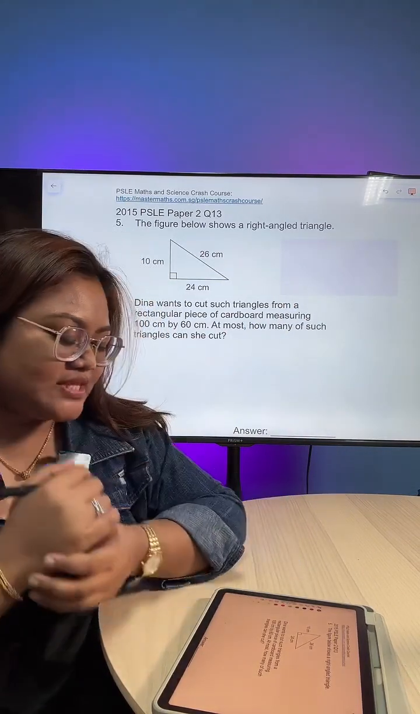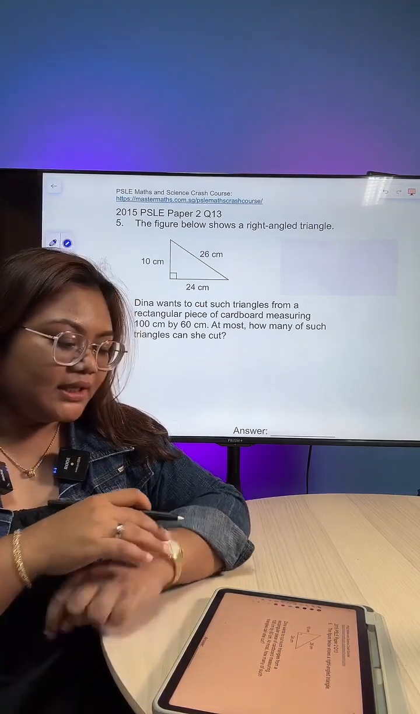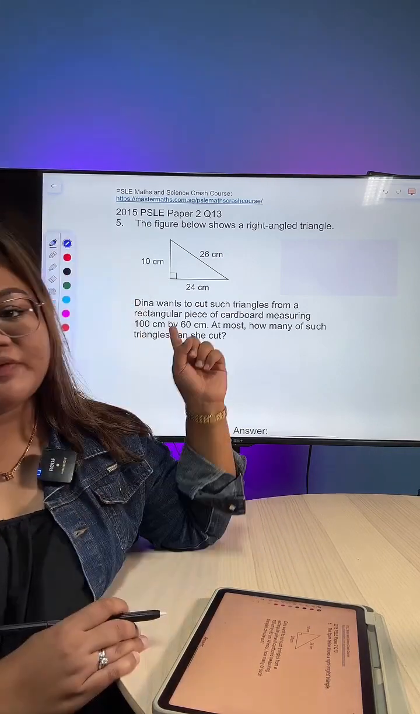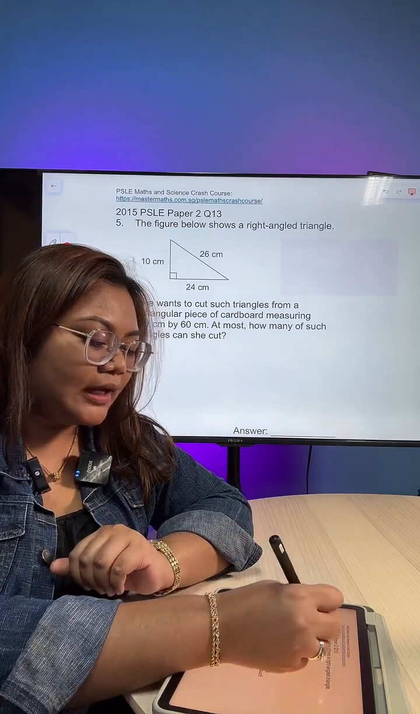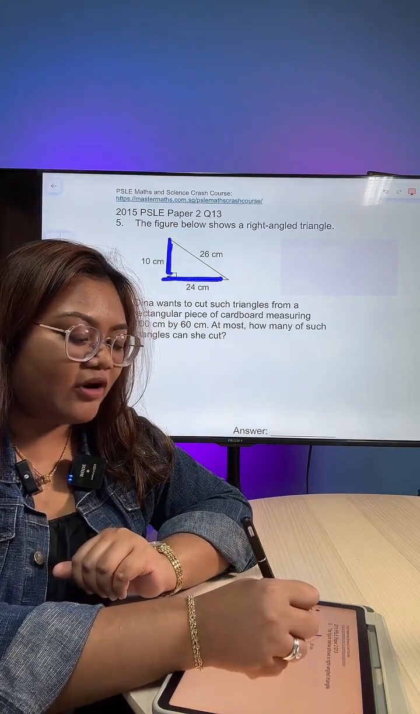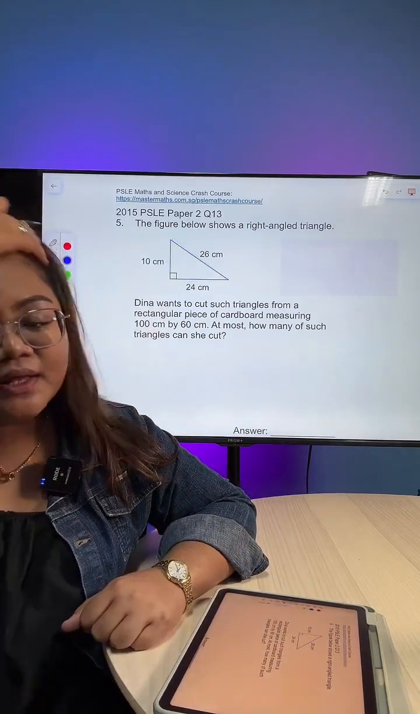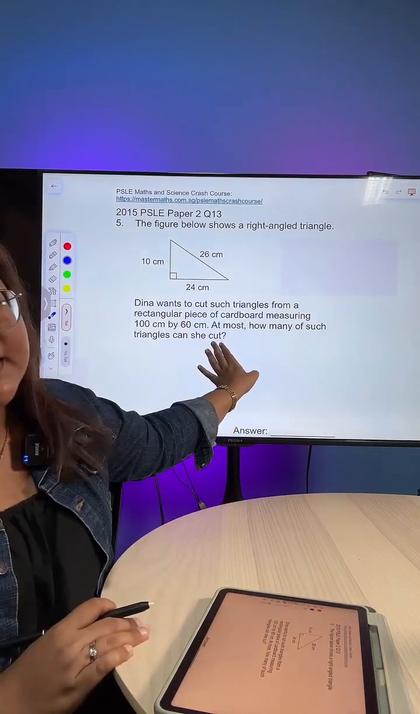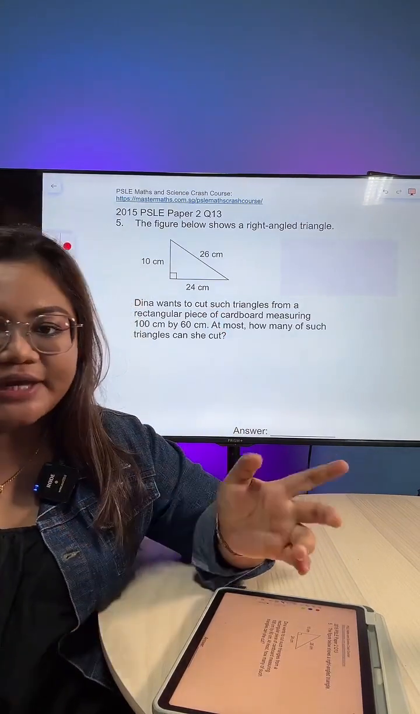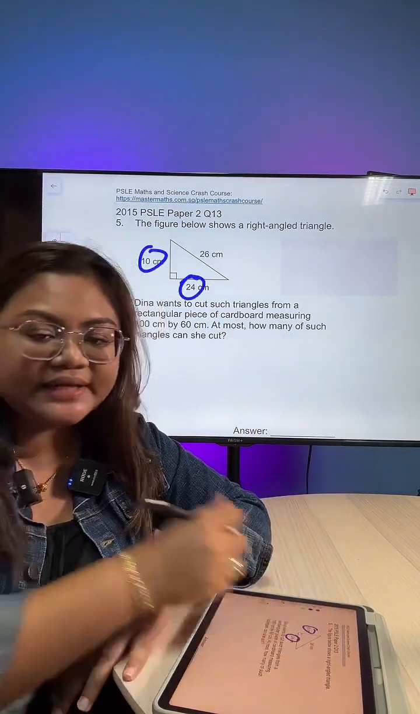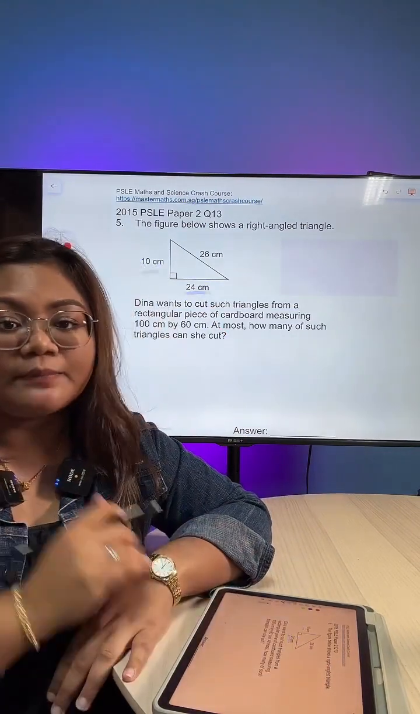Alright, let's start with this question. 2015 PSLE Paper 2, question number 13. Now this figure shows a right-angled triangle. We have base, height, 24 and 10 respectively, and the slant length to be 26 cm. Now this question is only part B. Actually, there is a part A to the question. The part A is asking you to find area, which is just half times base times height. So I have omitted part A, okay?